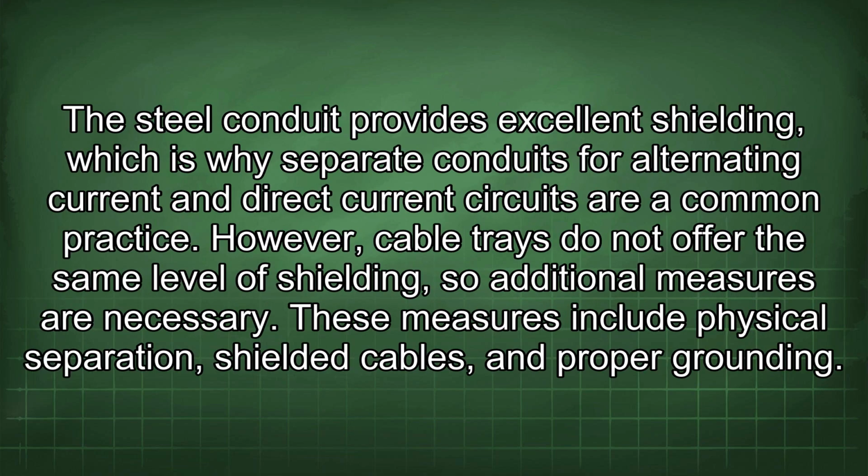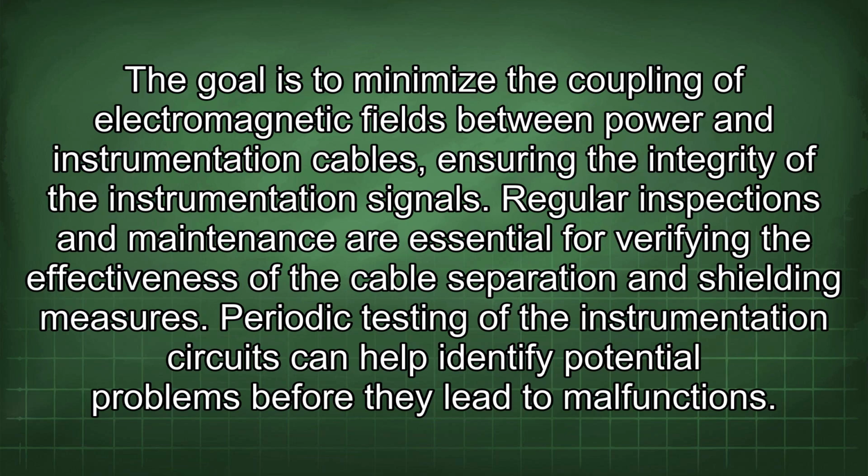The steel conduit provides excellent shielding, which is why separate conduits for alternating current and direct current circuits are a common practice. However, cable trays do not offer the same level of shielding, so additional measures are necessary. These measures include physical separation, shielded cables, and proper grounding. The goal is to minimize the coupling of electromagnetic fields between power and instrumentation cables, ensuring the integrity of the instrumentation signals. Regular inspections and maintenance are essential for verifying the effectiveness of the cable separation and shielding measures.